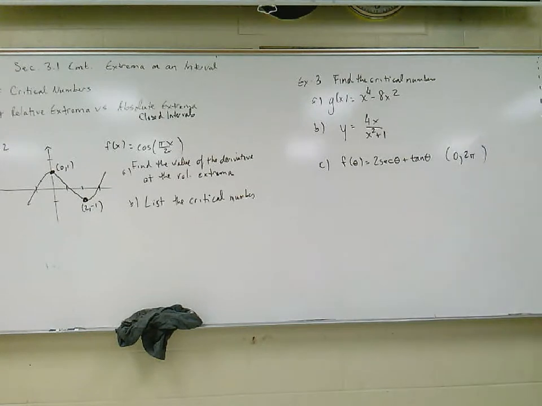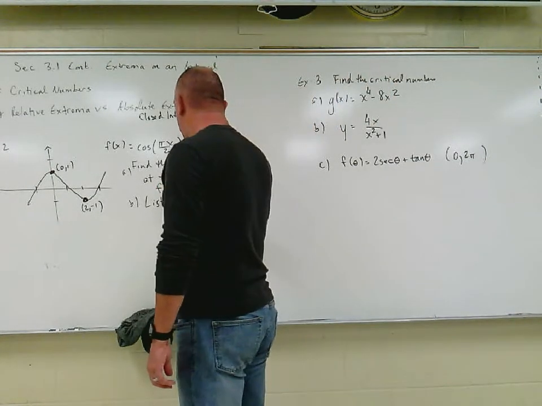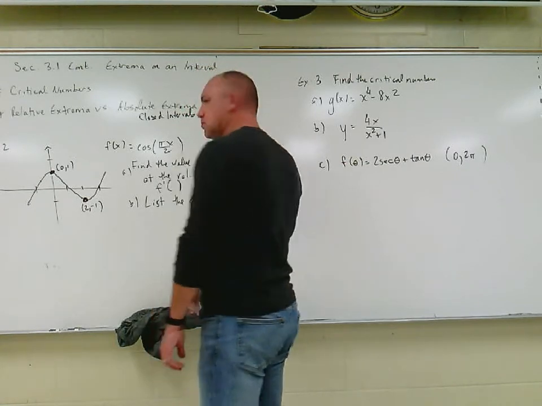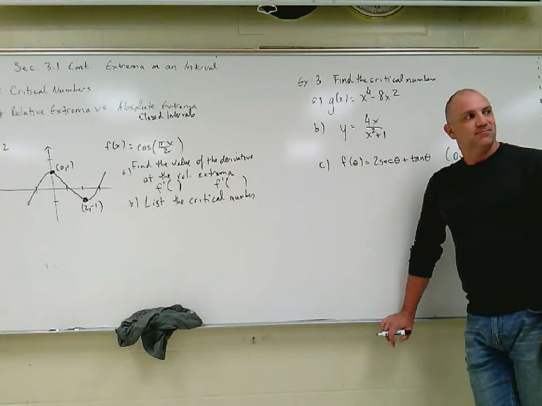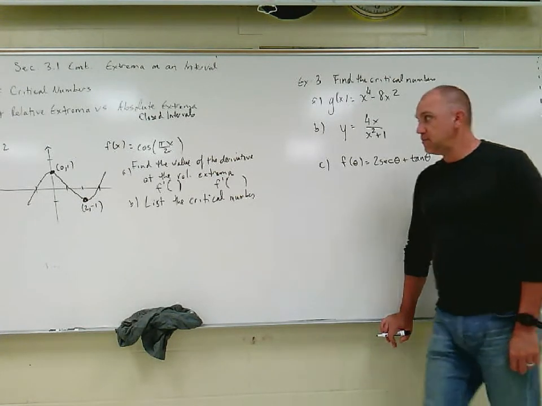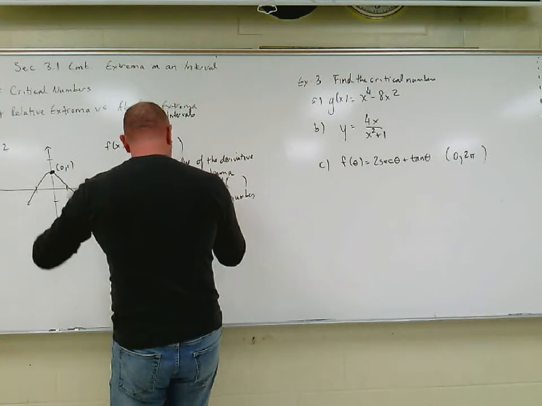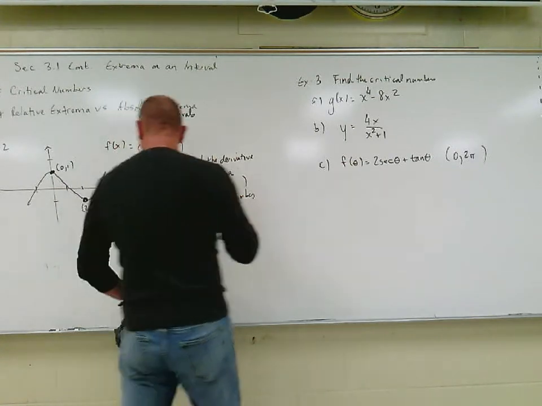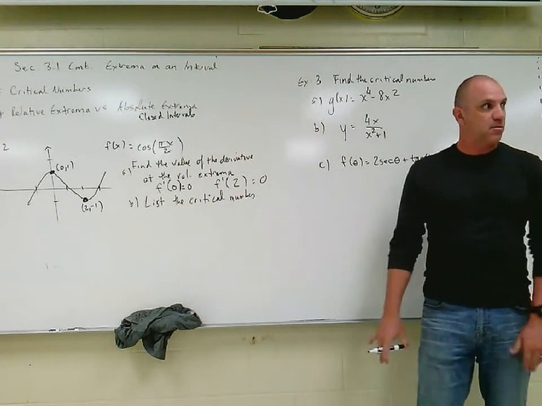Okay. So let's do part A first to make sure we're all on the same page. Find the value of the derivative at the relative extrema. That should be easy. So you're basically finding f prime of what and f prime of what? 0 and 2. Yep. So at 0, what's the slope equal to? 0. And at 2, what's the slope equal to? 0. It's easy peasy, just confirming that you know the slope is 0.